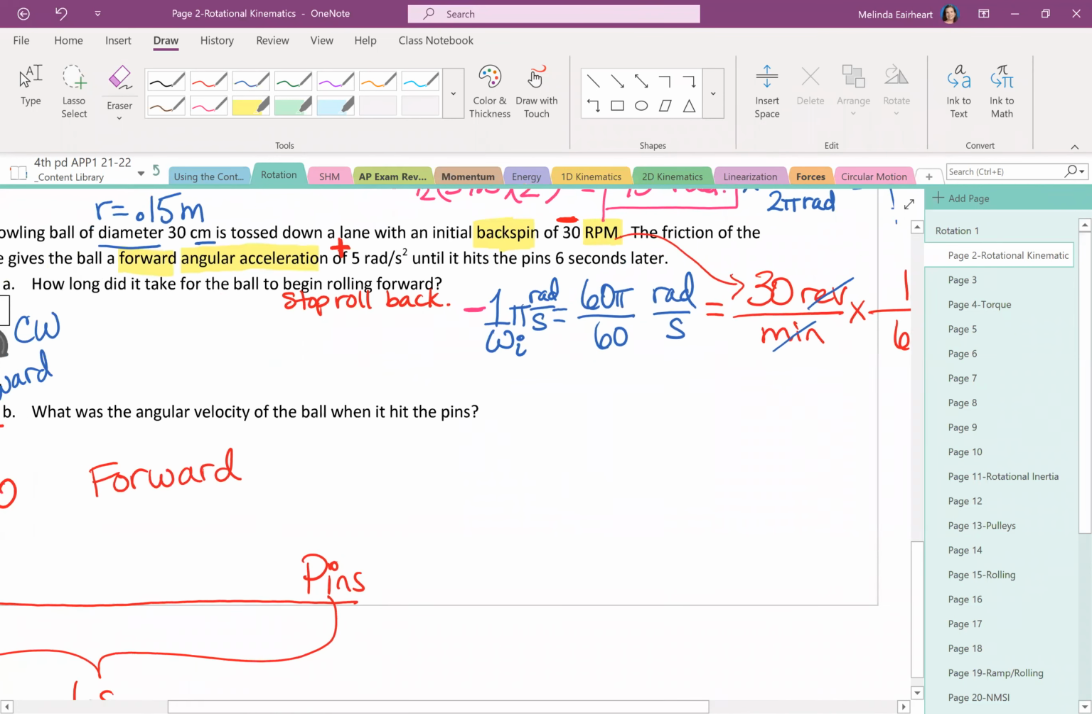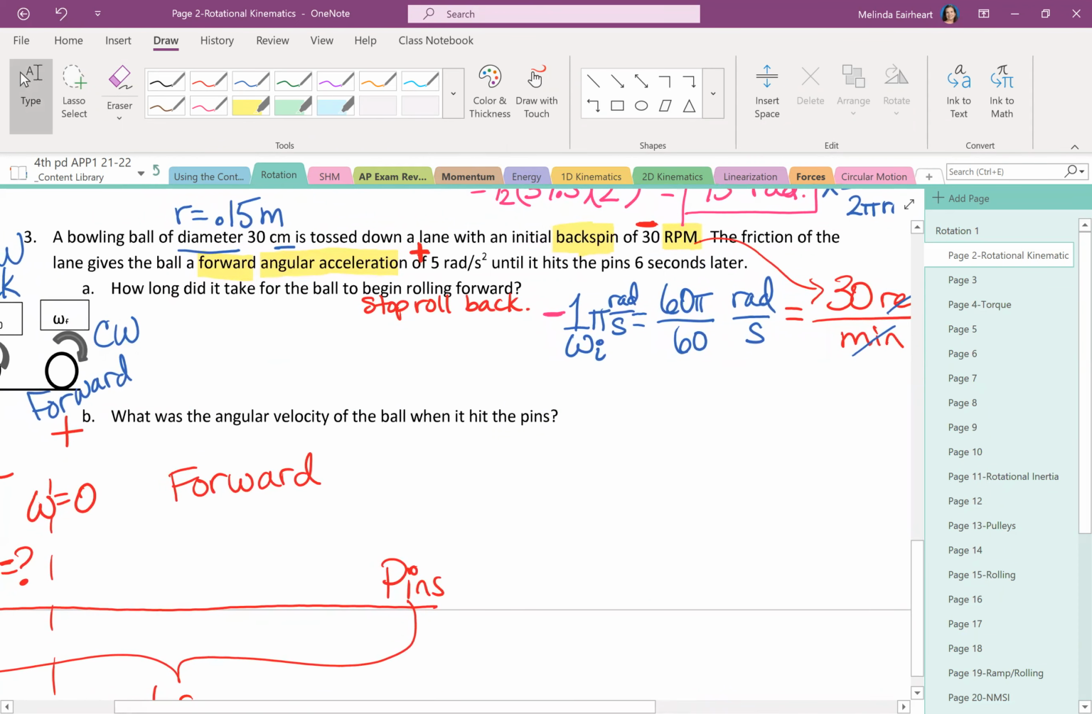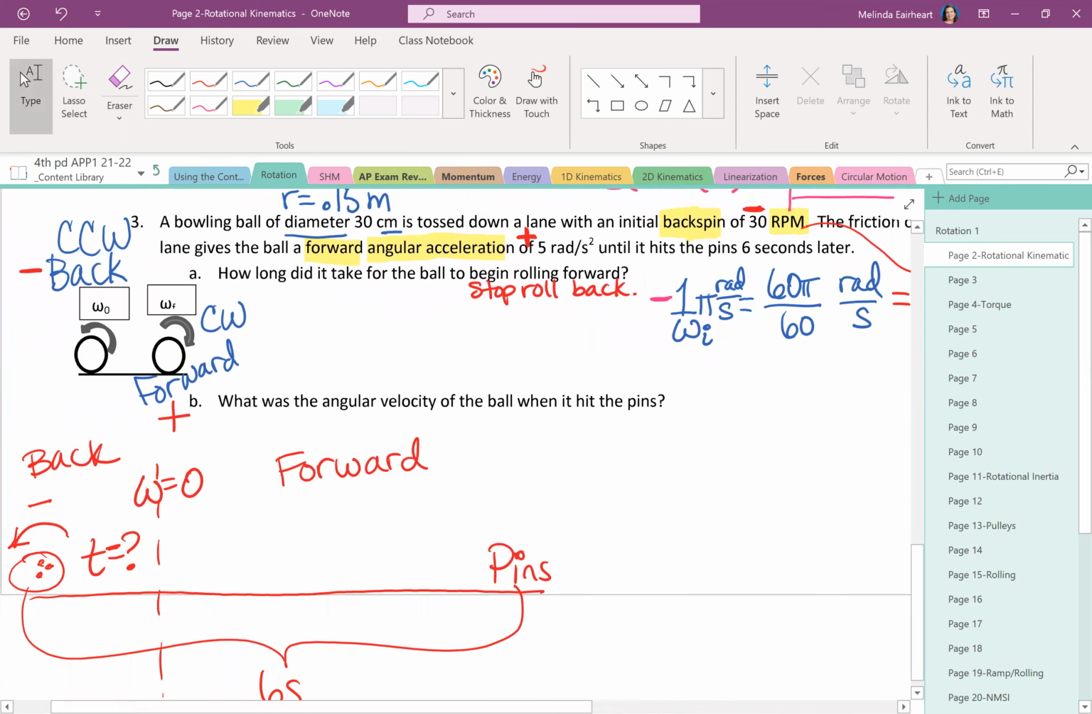And they want to know timing. And so we know initial angular velocity. We've already concluded that the final of the backspin is going to be 0 velocity. We're looking for time. We know angular acceleration is positive 5. That same first equation again. And so omega F equals omega I plus alpha T. So 0 equals -1 pi plus a positive 5 times t. And so t is going to equal what?